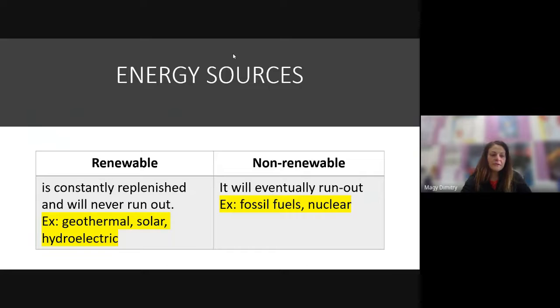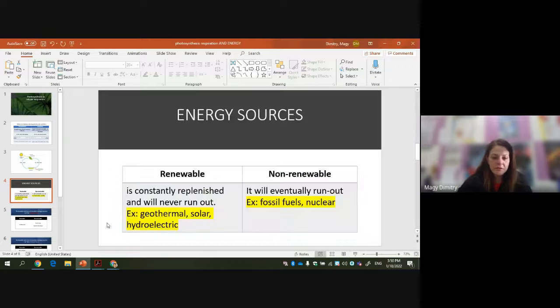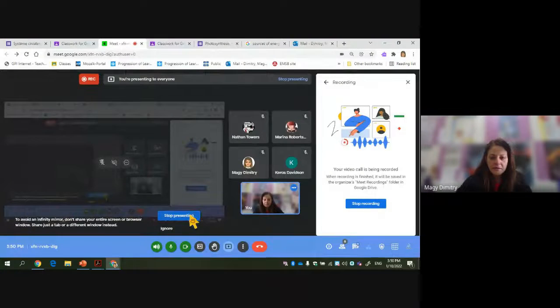So here's the example. When you said solar, it is a renewable energy. So as you can see, it is constantly replenished and will never run out. Yeah, so it will constantly be renewed and never run out.